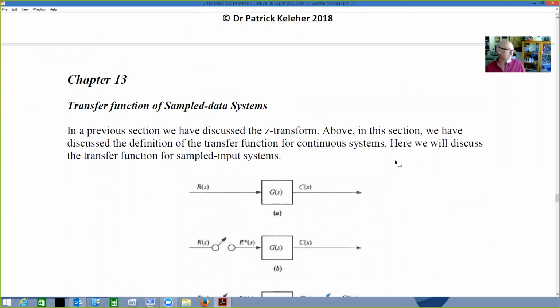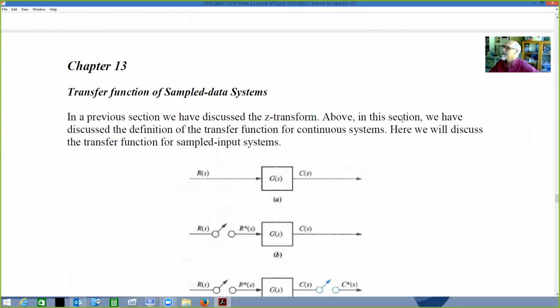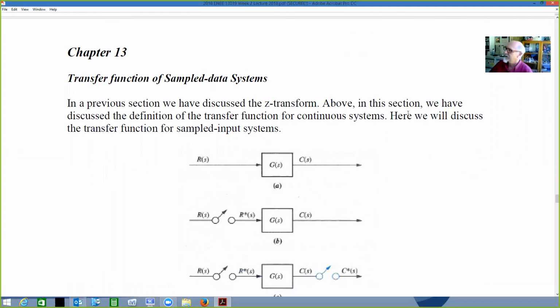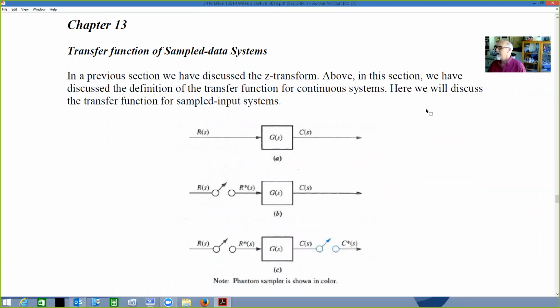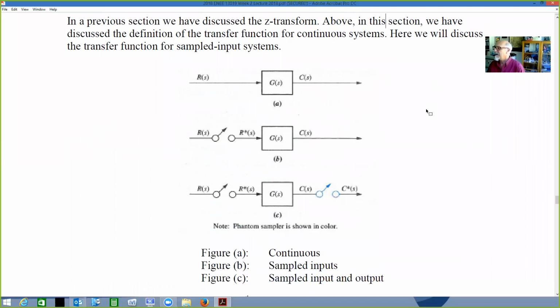Also, that's the analog or continuous focus, if you like, and then the digital focus for transfer functions of a sampled data set, which just simply means we're talking about digital systems. We've discussed the Z transform previously. So here, these are our particular systems that we can have. We can have a continuous system, a sampled input, and sampled input and output.